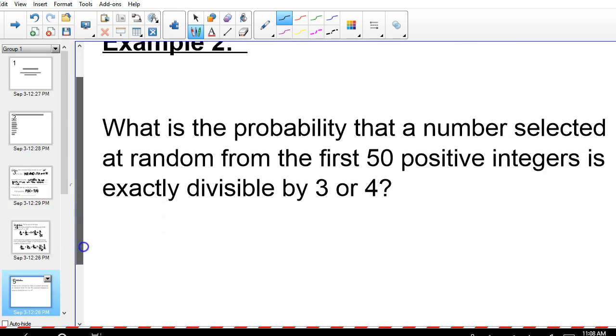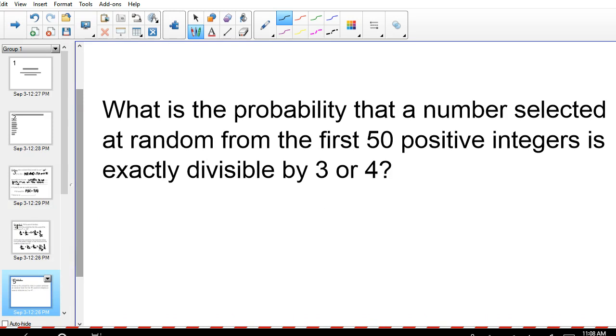So here's another example. What is the probability that a number selected at random from the first 50 positive integers is exactly divisible by 3 or 4? Okay, so first we just got to think of, we're looking at positive integers in the first 50, so we're looking at 1 through 50. 0 is not positive, so we're not including it.